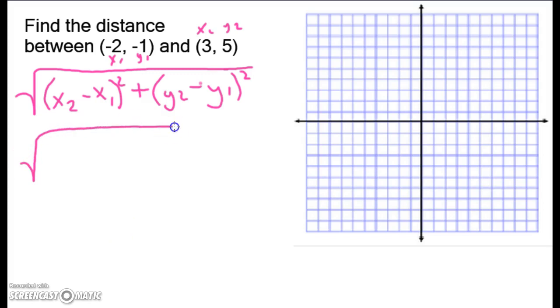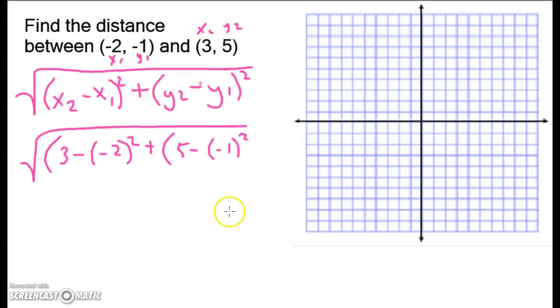So I bring down my big square root. All right, x2 is 3 and x1 is negative 2. So I'm going to have 3 minus a negative 2 quantity squared plus. All right, and then y2 is 5 and y1 is negative 1. So I'm going to have 5 minus a negative 1 quantity squared, all underneath that square root symbol. Oh, I need to double close those parentheses. Need to double close those parentheses too.